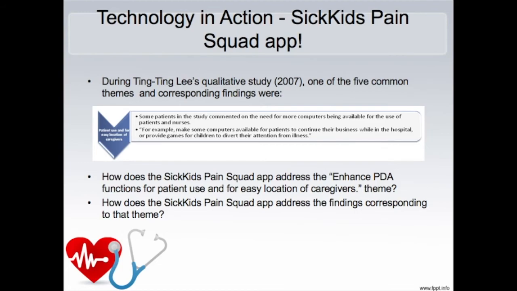How does the SickKids Pain Squad app address the enhanced PDA functions for patients' use and for easy location of caregivers theme? How does the SickKids Pain Squad app address the findings corresponding to that theme?